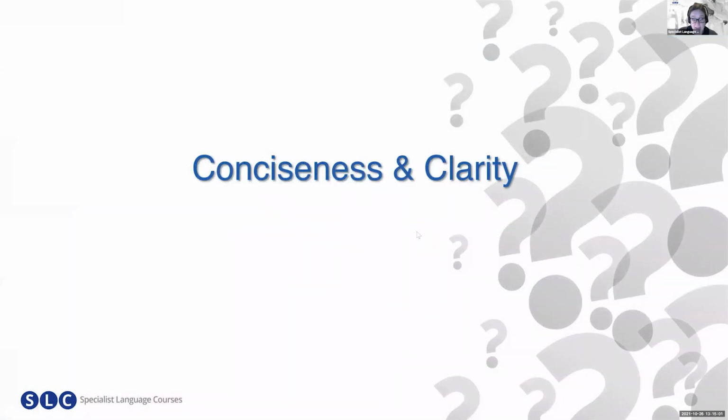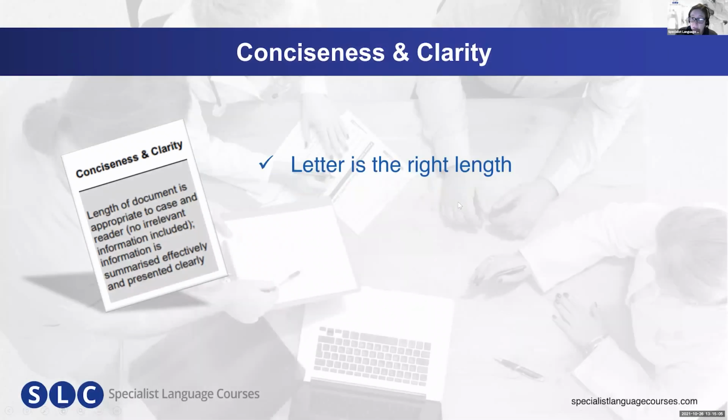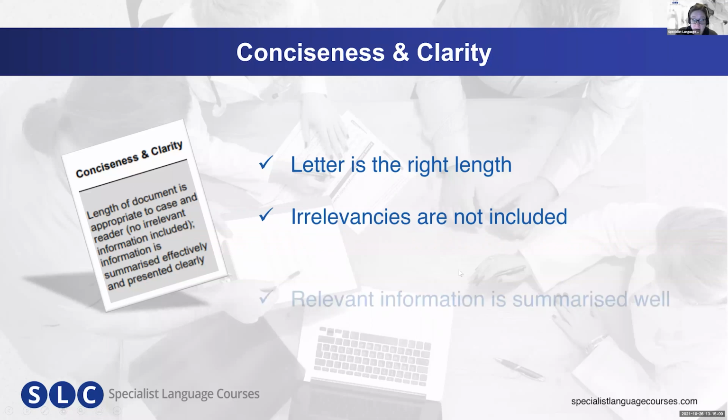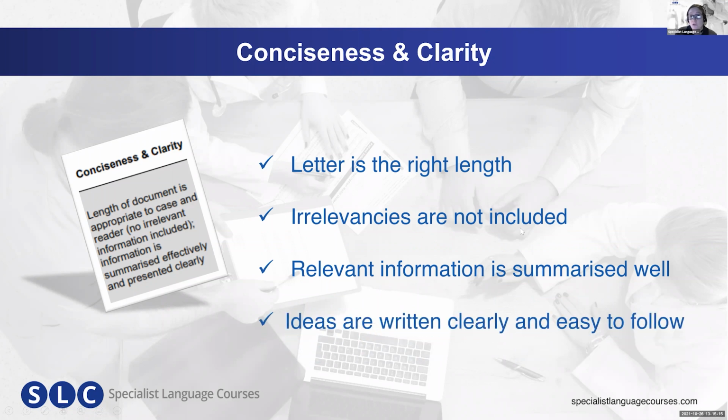Conciseness and clarity can be a tricky one. This is about how long the letter is, making sure that irrelevancies are not included, and that relevant information is summarized well and in a clear and easy to follow way. So not too much detail or complicated language.